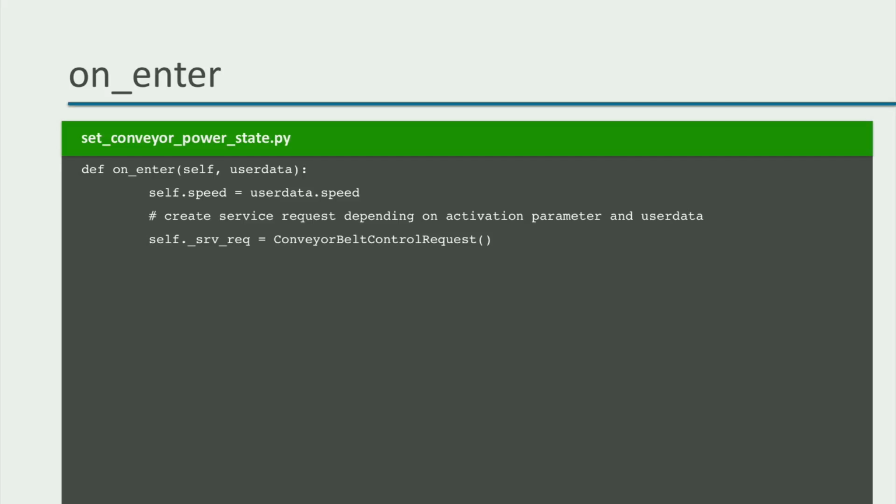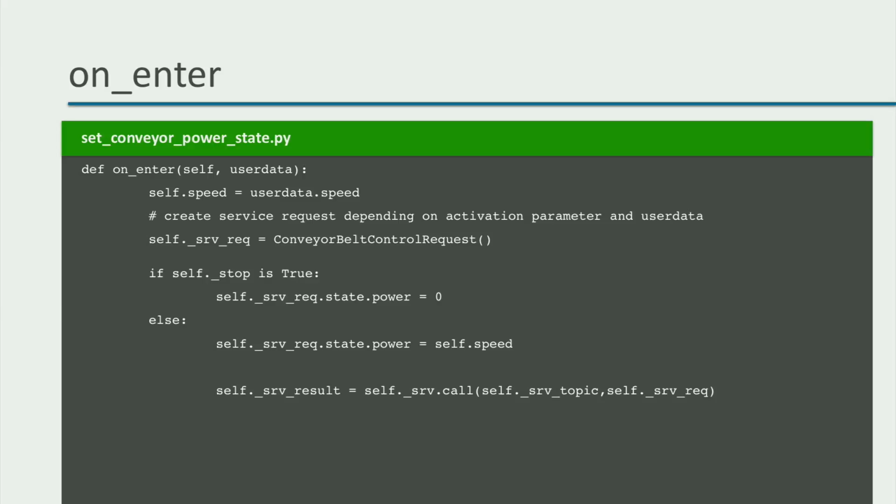Our service call depends on two things: the parameter stop and the input key speed. We have designed our state so that if the parameter stop is true, then the state will stop the conveyor belt by setting its power to 0, no matter what is in the speed. However, otherwise, we set the power as indicated by the speed input key. Finally, we make our service call to set the conveyor belt speed. We should make it catching any errors that may arise. So we put it within a try-catch block. And we reflect the occurrence of errors in a class variable _failed that we will use next to determine the outcome of our state.